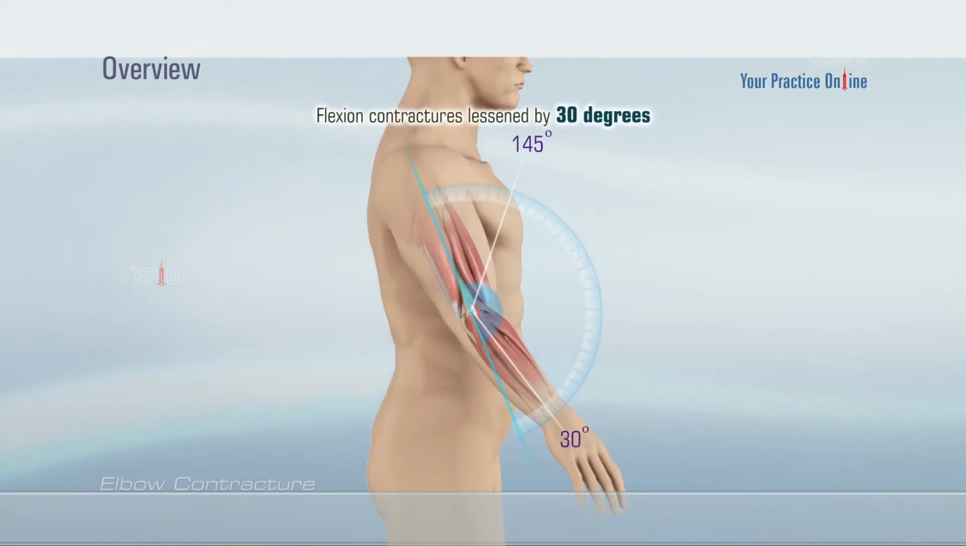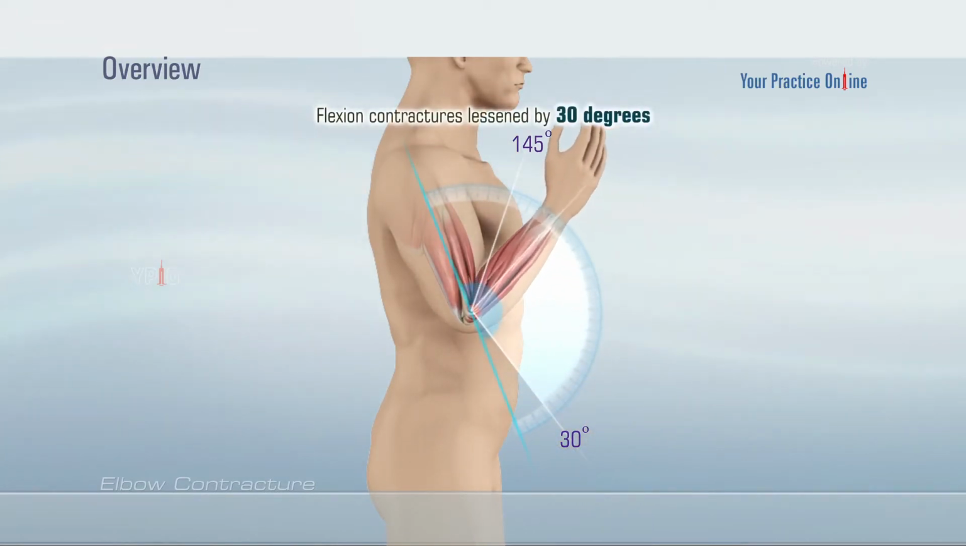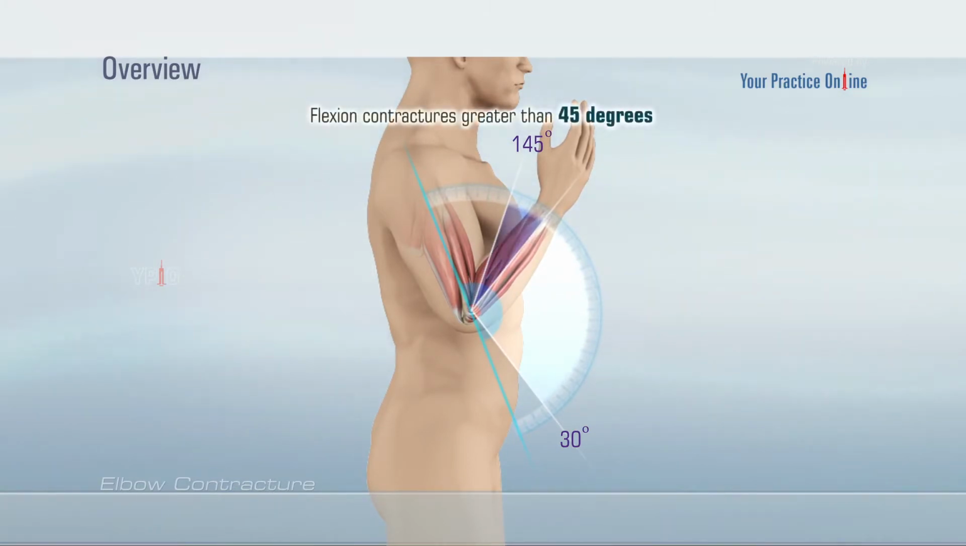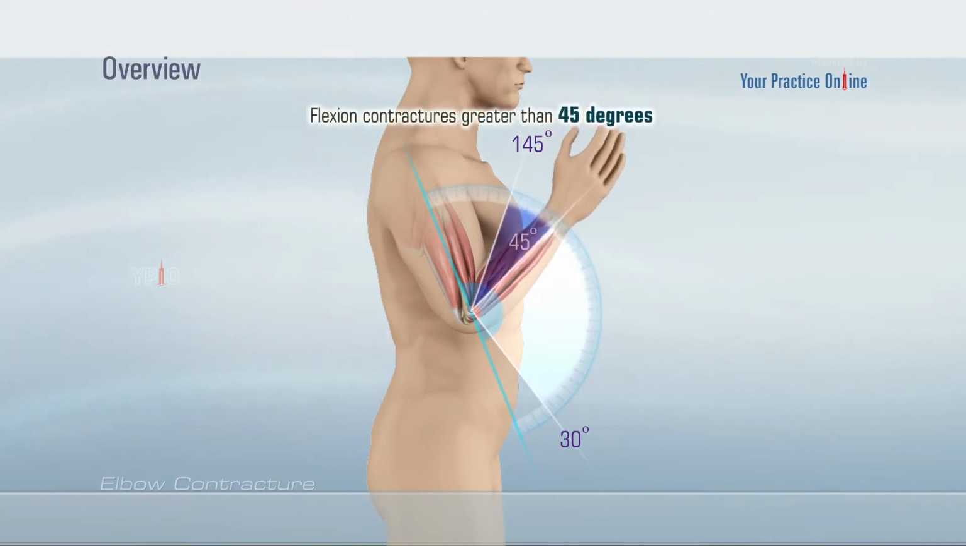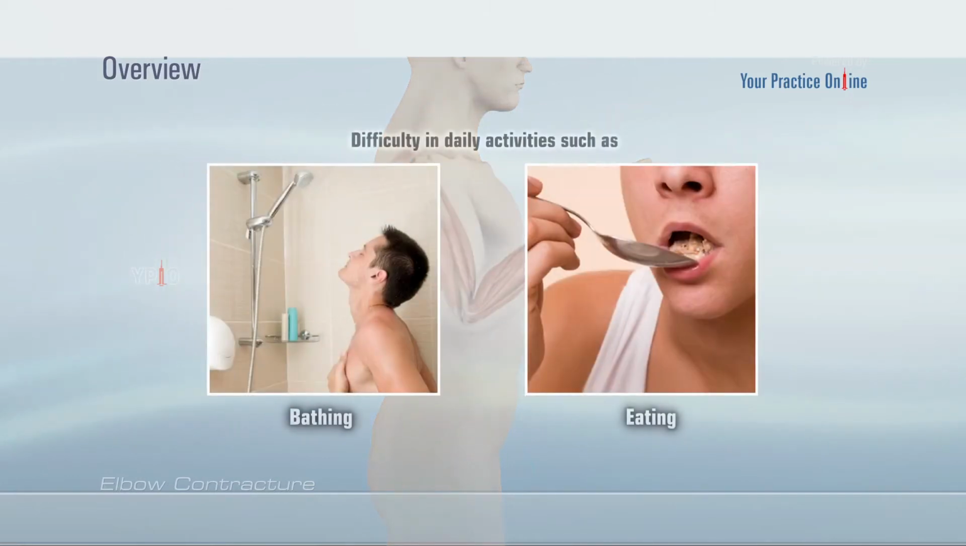A stiff or contracted elbow may be diagnosed when the ability to extend or flex the arm is lessened by 30 degrees or more. Flexion contractures greater than 45 degrees will significantly affect the patient's ability to perform activities of daily living, such as bathing and eating.